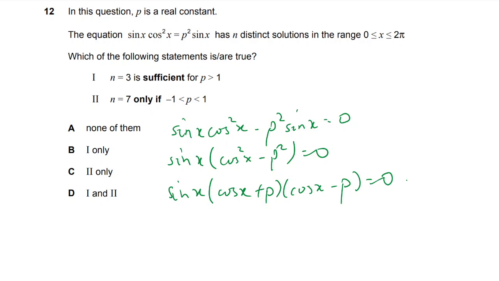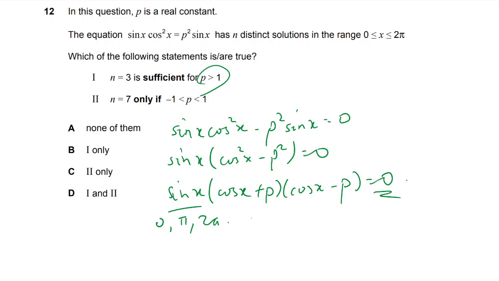Okay, so basically, no matter what the value of p is for now, I'm guaranteed at least 3 solutions already, right? Because when sin x equals 0, I have 0, pi, and 2 pi as my solutions already. So statement 1 will be clearly false, right? Because it says n equals 3 is sufficient for p to be greater than 1. But what can I do? I can pick p to be something dodgy, such that p is not greater than 1. For example, what can I pick?